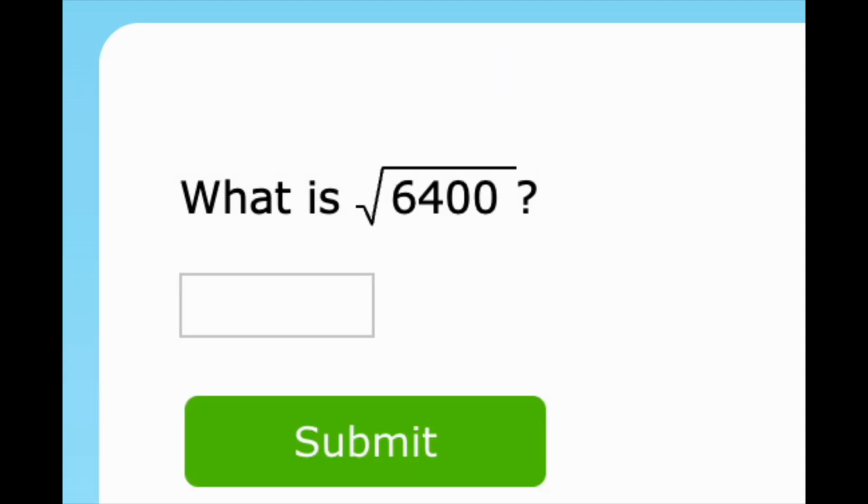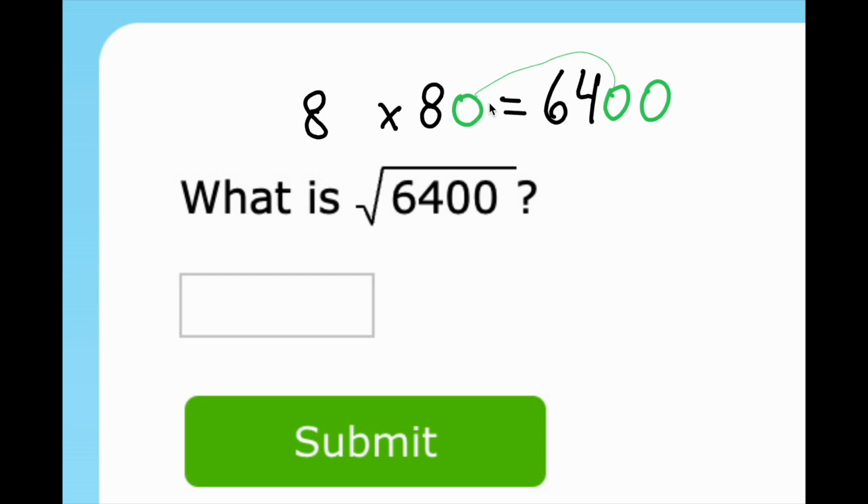And just like the others, we're going to start by focusing on 64. 8 times 8 is 64, and since we have 2 zeros, our answer must only have 1 zero, giving us a final answer of 80.